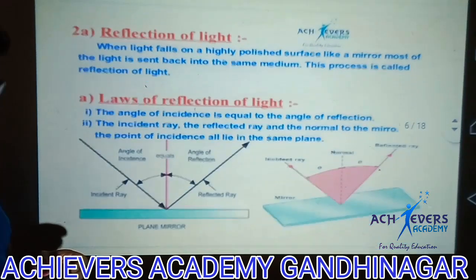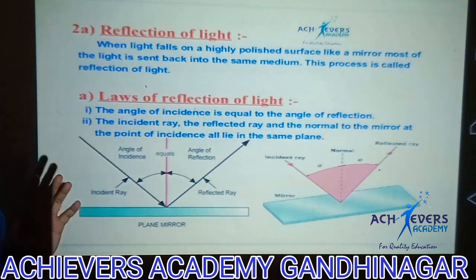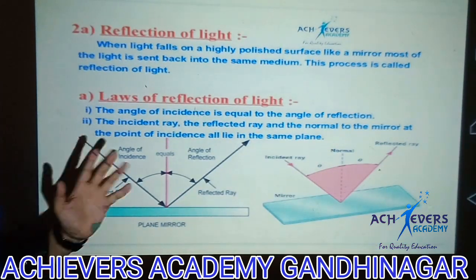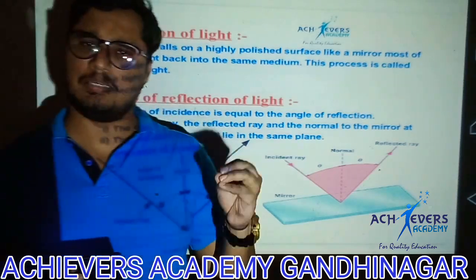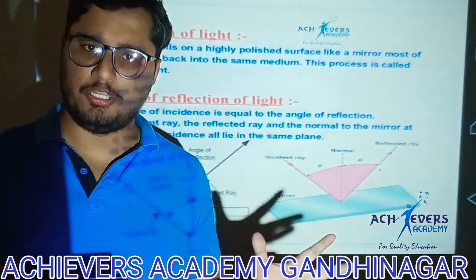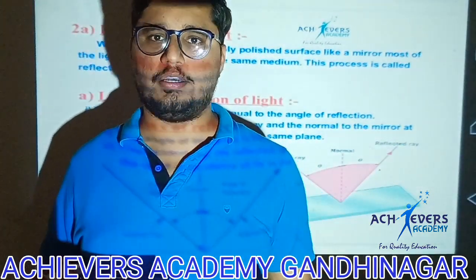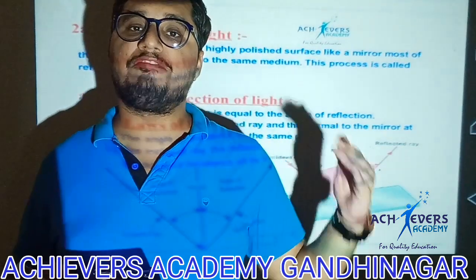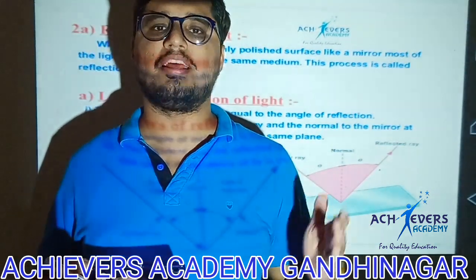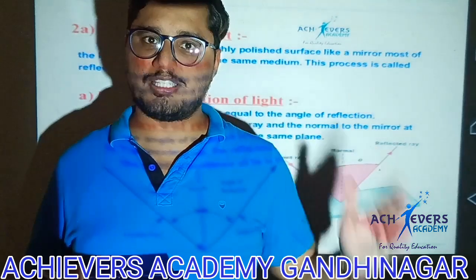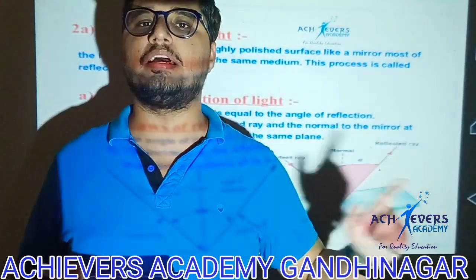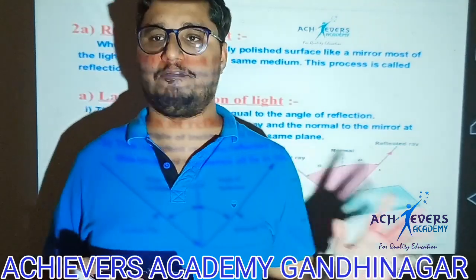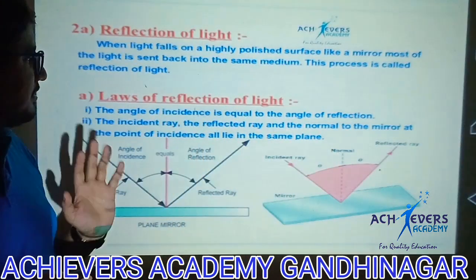So what is reflection? Let's try to understand. When light falls on a highly polished surface like a mirror, most of the light is sent back into the same medium. This process is called reflection. Or in a very simple way, the bouncing back of light after striking a reflecting surface is known as reflection. Understood? Once again, what is reflection? The bouncing back of light after striking a reflecting surface is known as reflection.